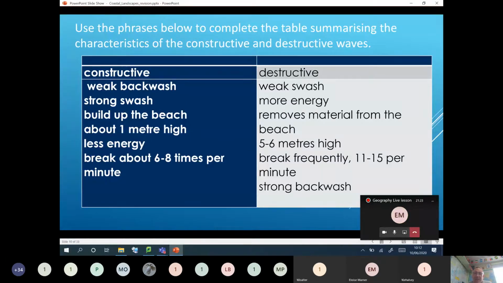They break very frequently, so you get 11 to 15 per minute, and they have that strong backwash where they're removing material from the beach.